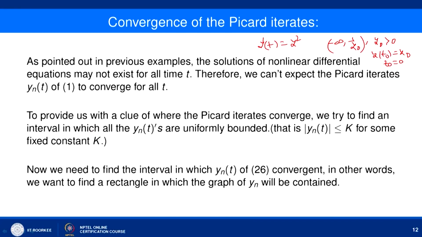we try to find an interval in which all the y_n(t) are uniformly bounded. It means that we need to find an interval such that y_n(t) is bounded by some fixed constant k. So now we need to find the interval in which the y_n(t) of the previous equation converge. In other words, we want to find a rectangle in which the graph of y_n will be contained. That is what we are going to do, and it is very much related to the nonlinear function f.